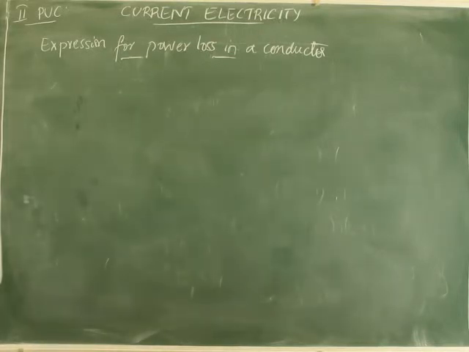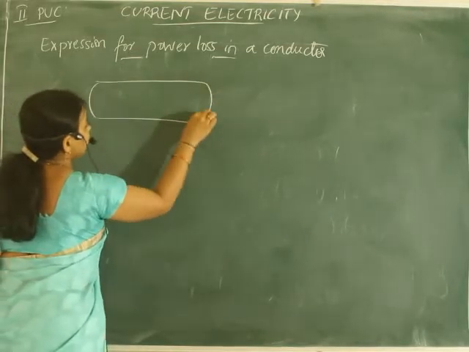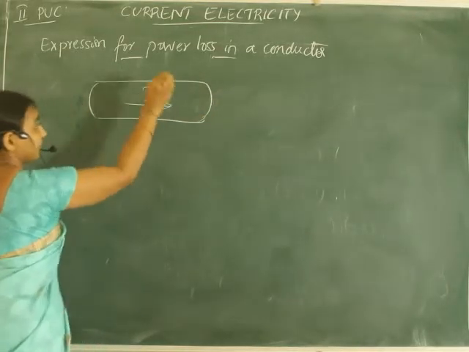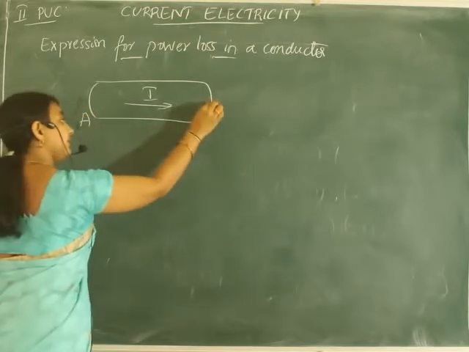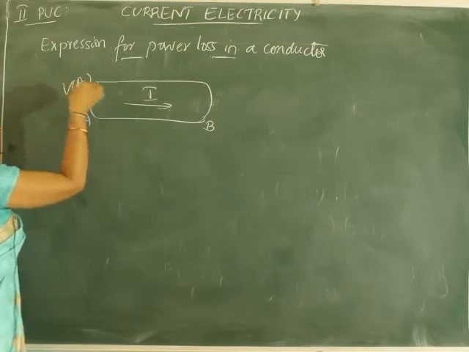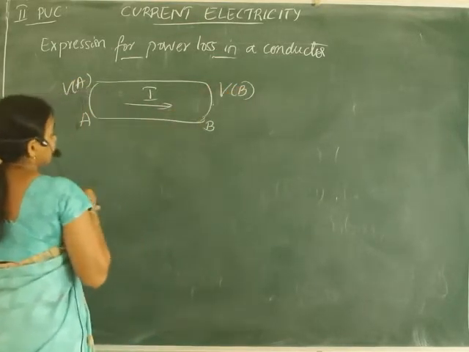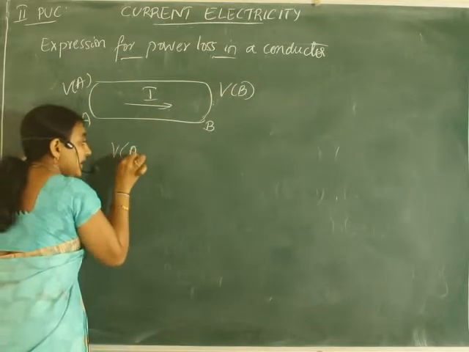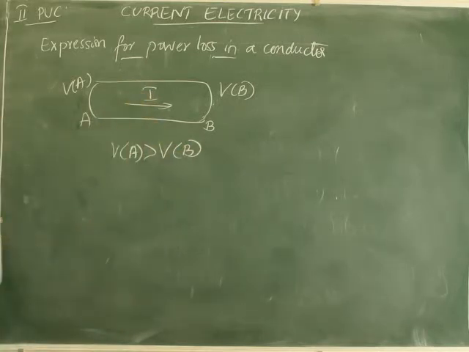Let us consider a conductor carrying the current I. Let us mark this point as A and this point as B. Let V of A be the potential at A and V of B the potential at B, such that V of A is greater than V of B. Potential at A is greater than the potential at B.